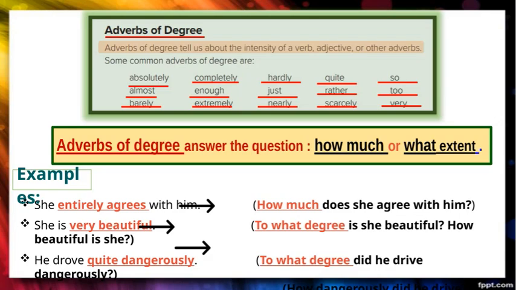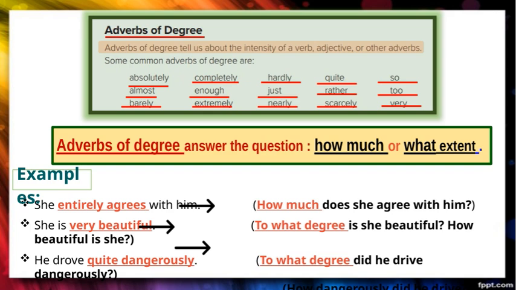Now, let's look at some examples to understand how adverbs of degree work. First, we have, she entirely agrees with him. This prompts us to ask, how much does she agree? The adverb, entirely, tells us that her agreement is complete or total.